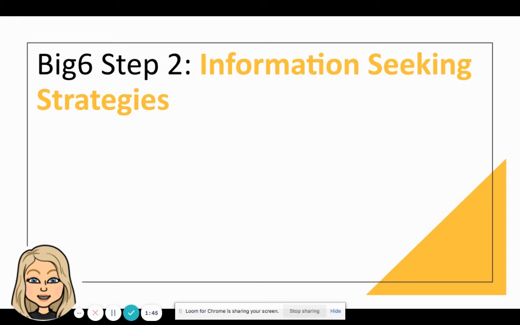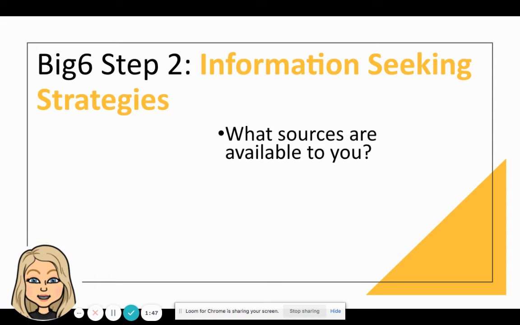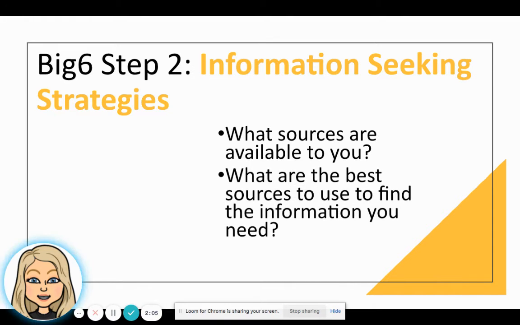All right, our second step is information seeking strategies. So think about what sources are available to you. Maybe think about what sources you're required to use. Do you have a rubric that states that? Are you allowed to use internet sources, or do you have to use books and encyclopedias? Think about what are the best sources to use to find the information you need. So are you going to find your information in a biography, or in some other nonfiction book, or in a thesaurus or in an encyclopedia or some sort of online source?